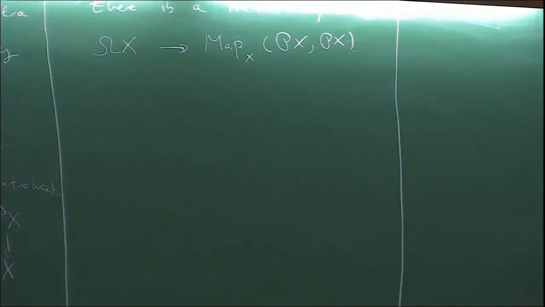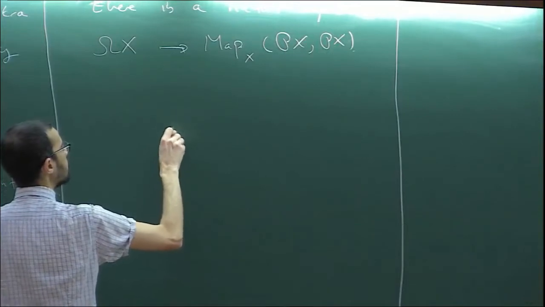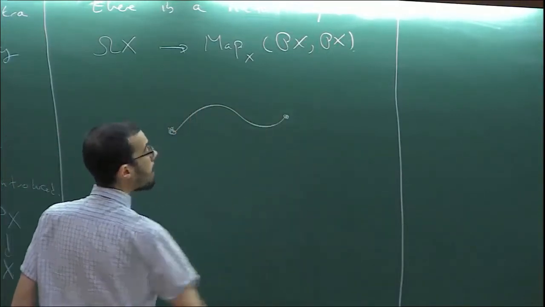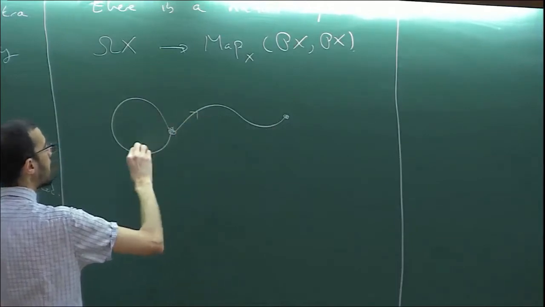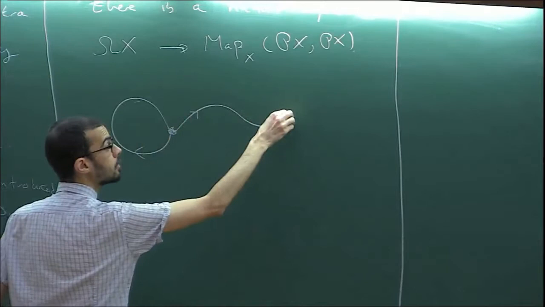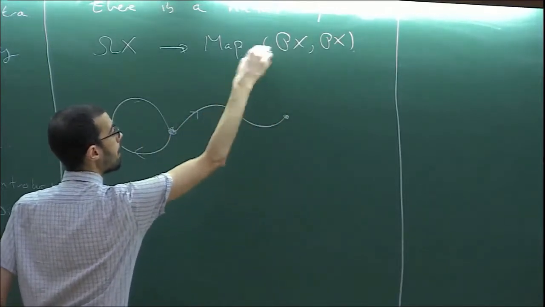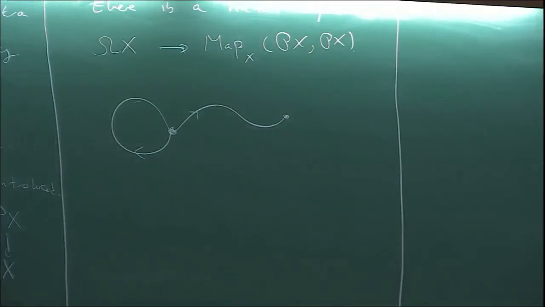And just to remind you what this was: if here's my base point, here's a path, and here's a loop, the action was by concatenation. If you take this loop and concatenate it with this path, this endpoint doesn't change, so it's a map from the path space to itself that preserves the projection.